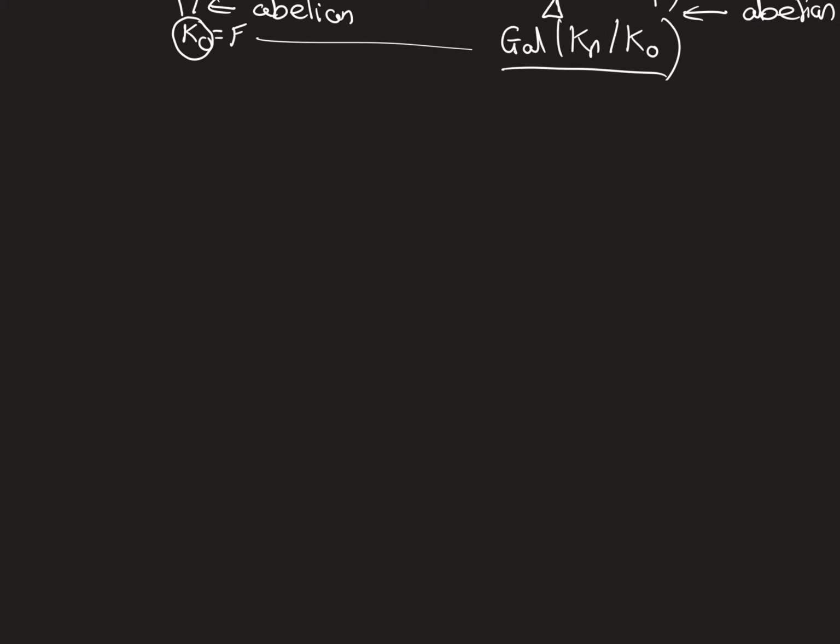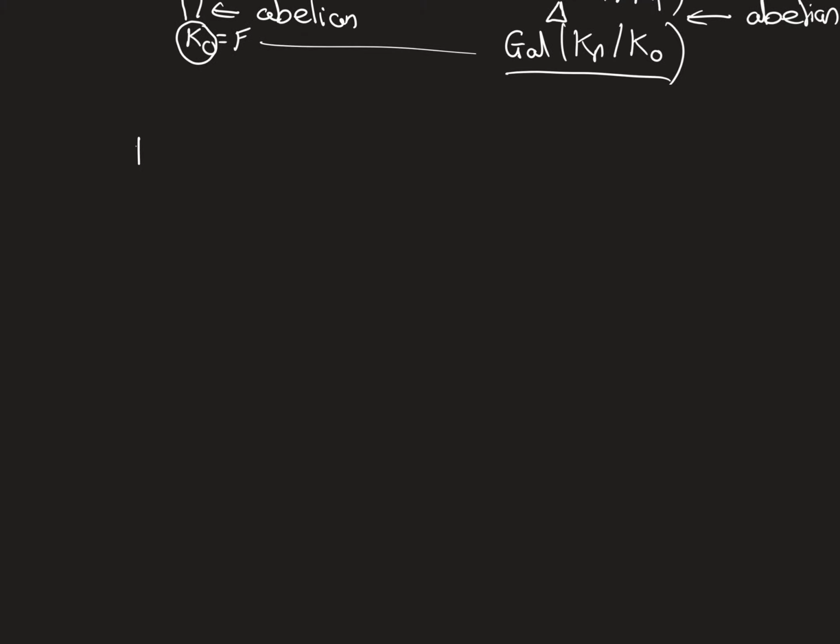So overall, all I need to do is, if I have an extension K over F, which is a finite abelian extension, I want to prove that there exists a chain inside here of sub-extensions which are all cyclic. So let's do this. So take the Galois group then of K over F.